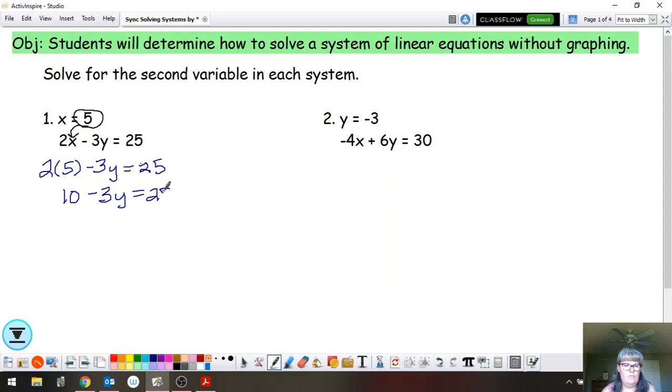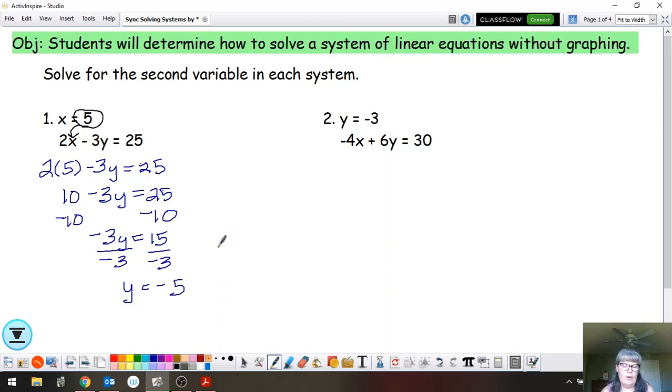And then to solve the equation, I need to subtract the 10 from each side. So negative 3y equals 15, and divide both sides by negative 3. And we have y equals negative 5. But we're also going to get in the habit of, when we're solving a system, we're not just going to say x equals 5, y equals negative 5.